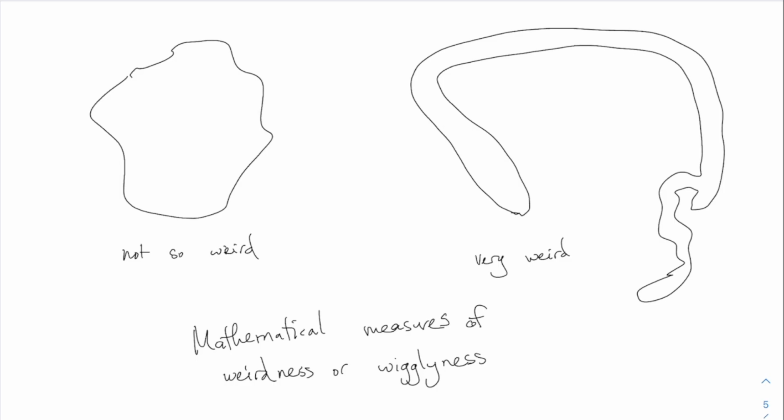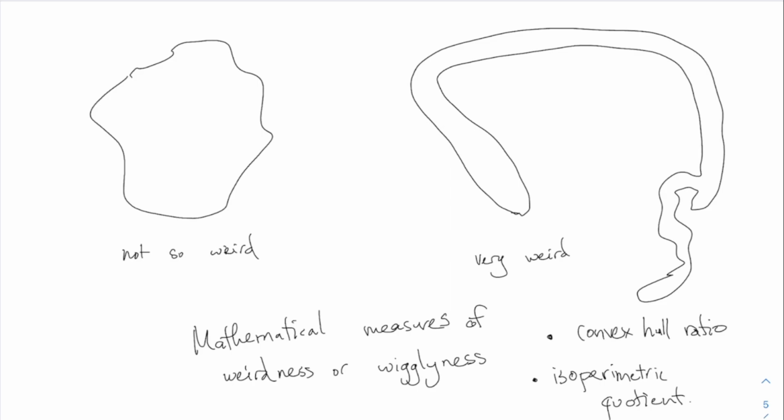And they have cute names too. The first one, and this is the one we're going to start talking about today, is called the convex hull ratio. And then the second one has this fancy name, the isoperimetric quotient. You can impress your friends.